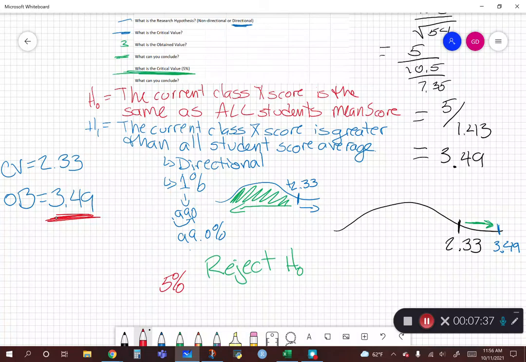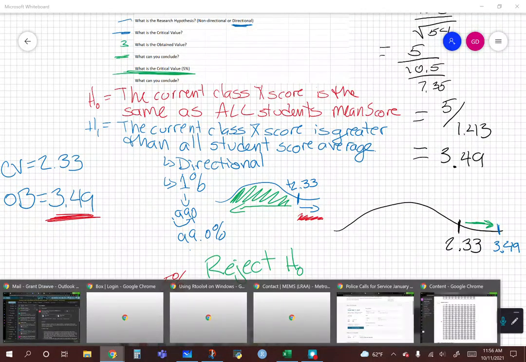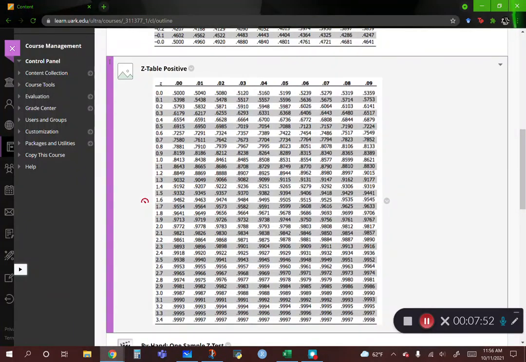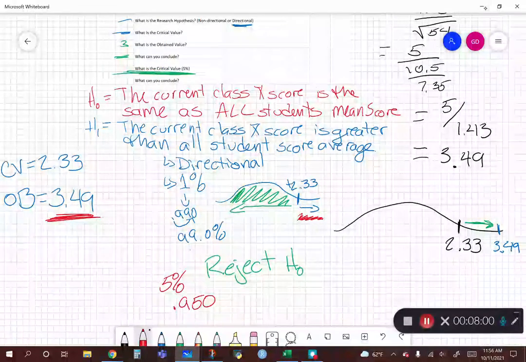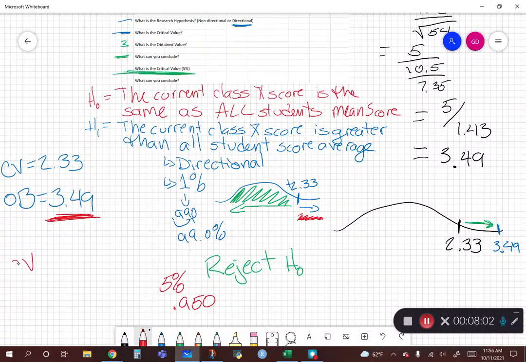We still have the same conclusion. So instead here, we would look for a value as close to 0.950. So the 5% is still on this side over here. If I come back to our Z table and find as close to 0.95 as we can find, we get to 1.65. So for this one, it would be a critical value of 1.65, which we know our obtained value is already greater than. So we're fine there. So it would be further down here in terms of 1.65.